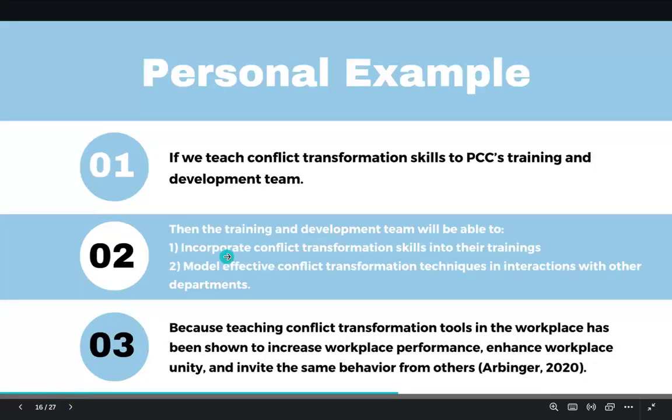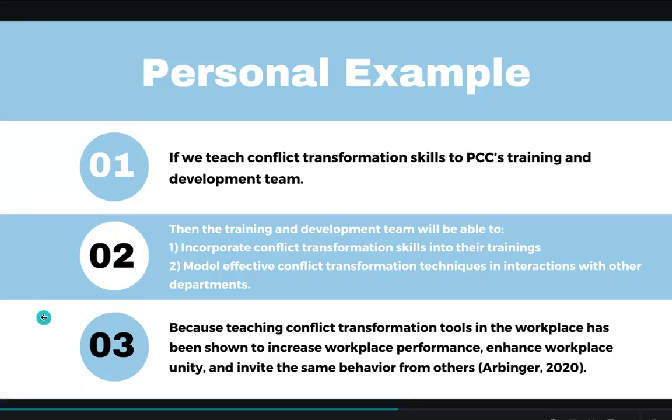A personal example for me is a project I did where I taught conflict transformation skills to PCC's training and development team. So this is the action that we did in our step 1. Our step 2, the assumptions coming out of this, was that the training and development team would be able to incorporate conflict transformation skills in their trainings, and then model effective conflict transformation techniques in interactions with other departments. So these were the outcomes that we wanted based on the action we were taking in step 1.